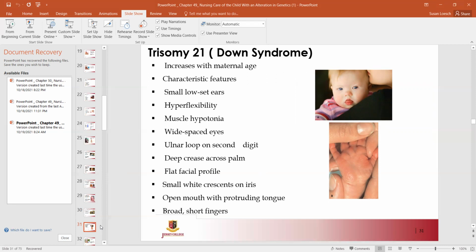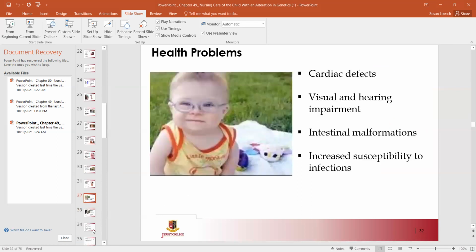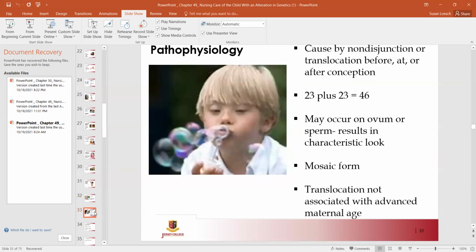So some other features you'll see are the low set ears, the hyperflexibility, the muscle hypotonia, the wide spaced eyes. They'll have an ulnar loop on the second digit, deep creases across the palms, flat facial profile, small white crescents on the iris, the open mouth with the protruding tongue, and the broad, short fingers. Again, cardiac defects, visual and hearing impairment, intestinal malformations, increased susceptibility to infection. All this is Down syndrome.